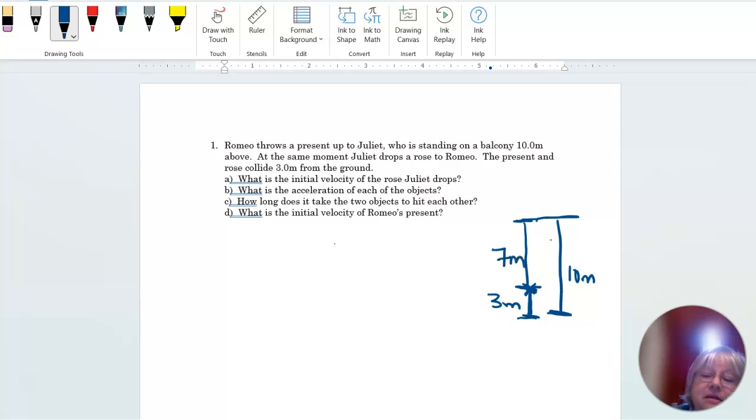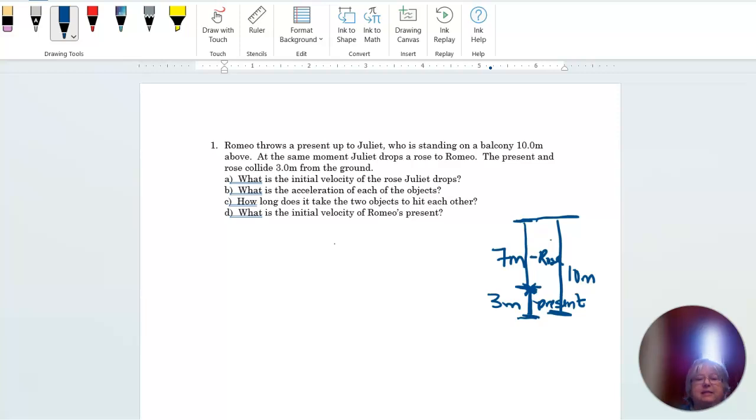So that means that my rose drops 7 meters while my present rises 3. Now, I want to make one statement about the present. Nothing in the problem says that that's the maximum height the present would have gotten to. If the rose had not collided with it, it would likely have continued to rise. We don't know exactly how far, but it would have. So we're not saying that that's the maximum height the present would have.